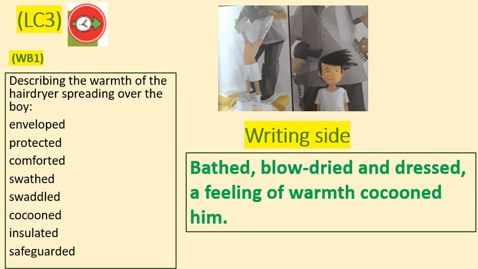Okay, now on our writing side, I've written: bathed, blow-dried and dressed. A feeling of warmth cocooned him. You can see I've picked the word cocooned, bathed, blow-dried and dressed. A feeling of warmth cocooned him. So really in that sentence, we're just changing the word cocooned. Pause the video now and complete your sentence.